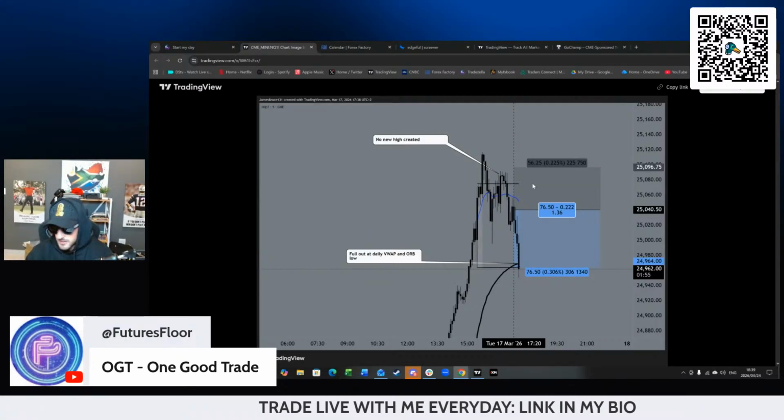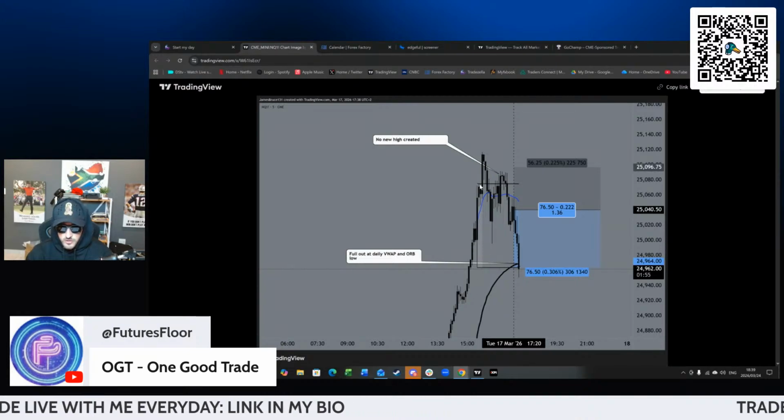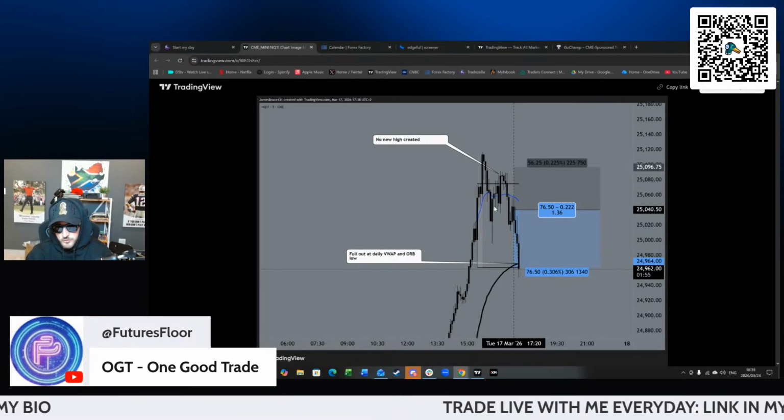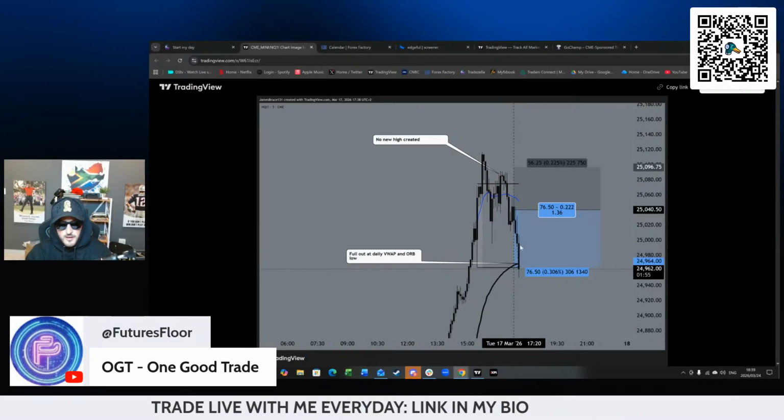See how very similar that is. Can you guys see this in the chat? We break the opening range high. Now, mind you, this day was a lot more bullish, but similar price action if you're looking from the New York session. Break the opening range high, pull back, no new high created, break of the New York session VWAP, pull back, short.